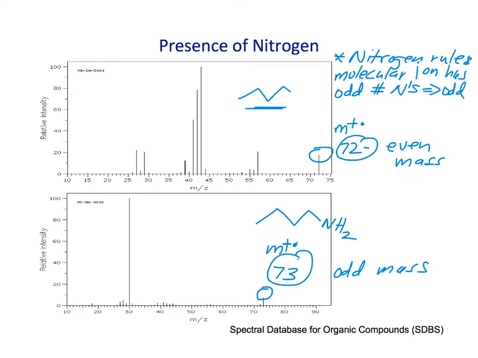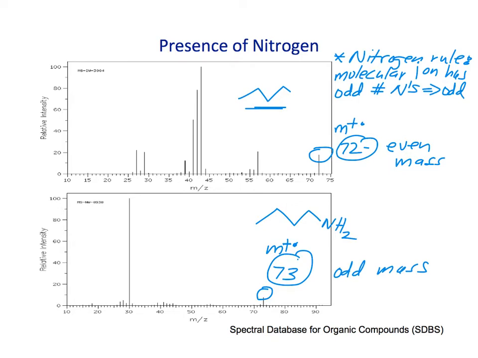All right? So, the trick here is that we said before that the molecular ion has to be the highest mass ion in the spectrum. Okay? But we also talked about the possibility that the molecular ion would not show up at all if it cleaves too readily.